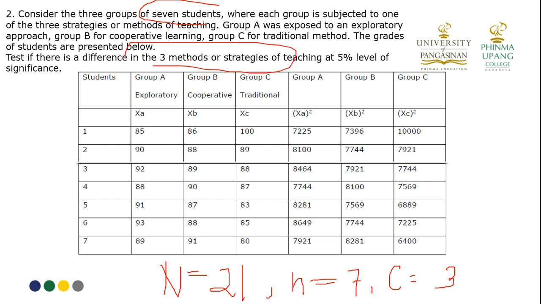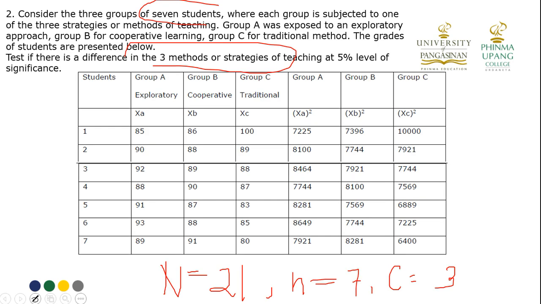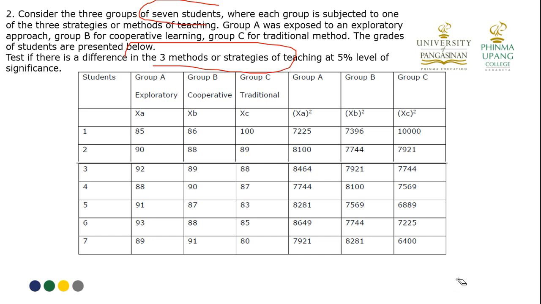Kasi 3 methods ang pinag-uusapan. Kanina 3 brands. Ngayon naman strategies naman yung pinag-uusapan. Exploratory, cooperative, traditional. Yung exploratory is tinatawag natin na parang discovery learning. Cooperative, collaborative work. Traditional is individual, tuturo, tapos kayo magsasagot. Traditional way of teaching. Kunyari nabigay na yung table, nasolve na natin yung mga square.